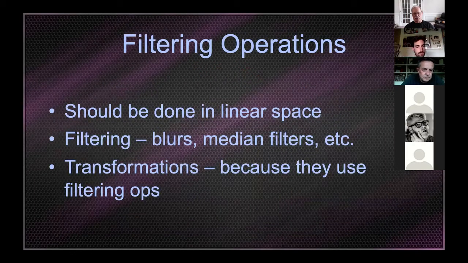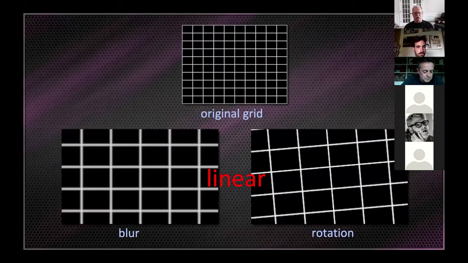Filtering operations should be done in linear space. Now, filters include blurs and median filters and also transformations, because when they do a rotate or a scale or anything, you are performing filtering operations on the pixels. Look at this. Here's my grid, and this is performed in linear space, the blur on the left and the rotation on the right.